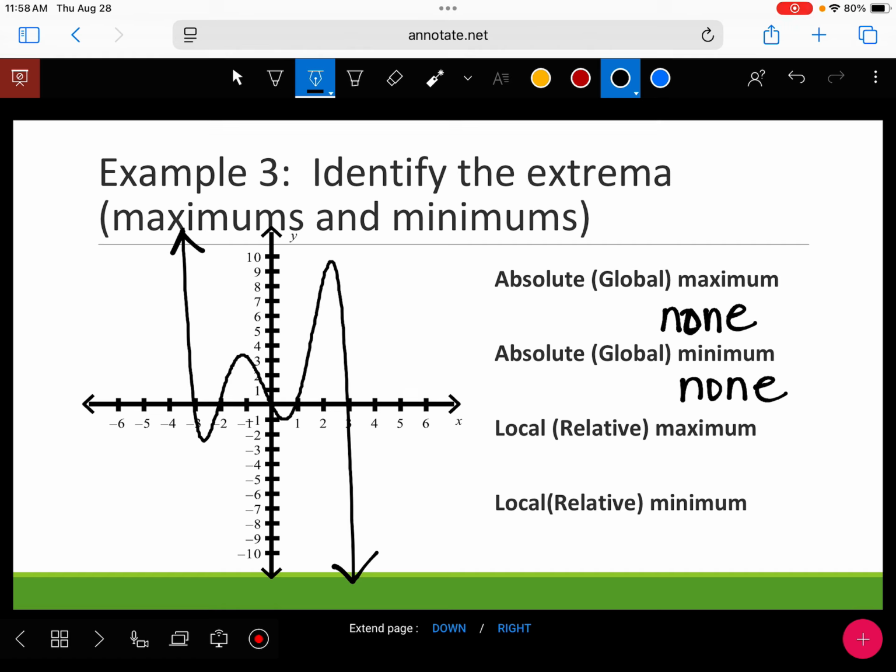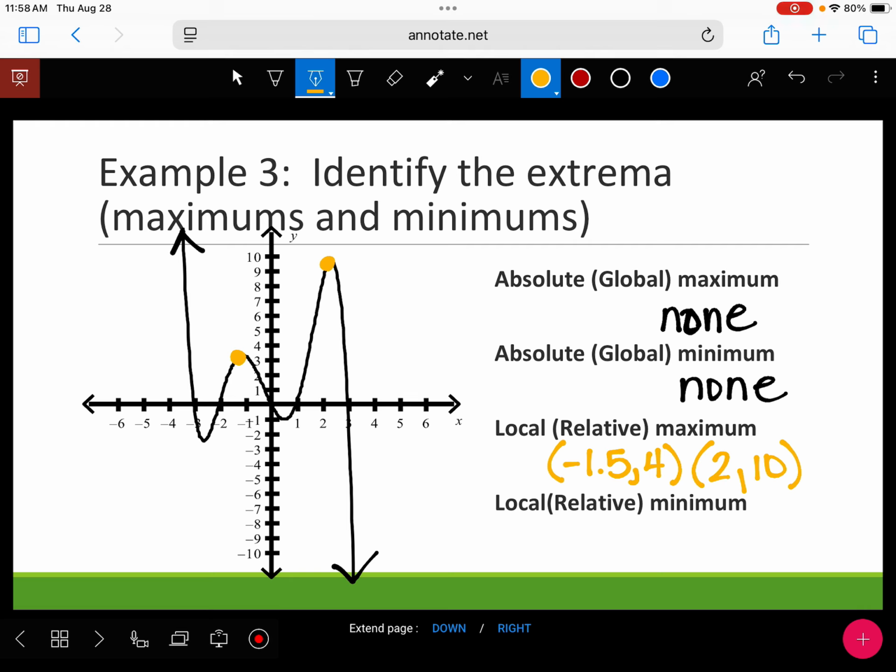Show me with your fingers, how many local maxes do you think we have? All right, I agree, it's 2. We have one here and we have one here. So if I were to approximate it, I'm going to call this one negative 1.54. And then the second one, I'm going to call that one 210. And again, you just have to be in the neighborhood. We can't say the exact numbers.